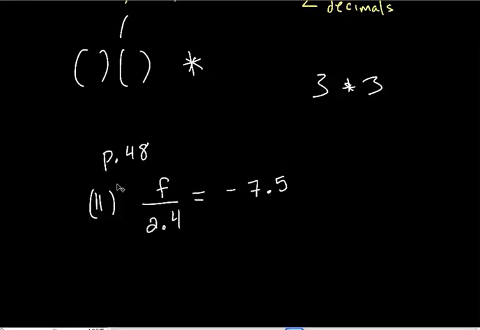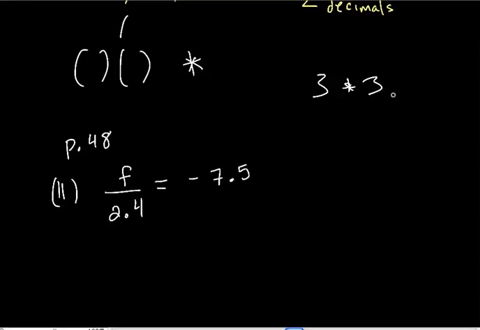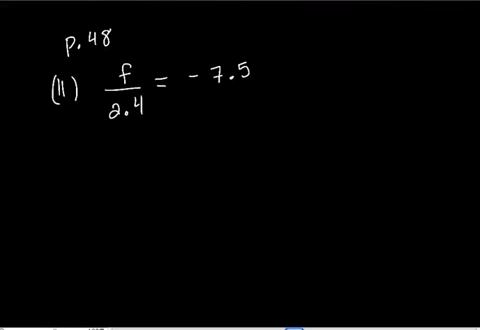Okay, so the first problem here is number 11. If I have f and I divide it by 2.4, I'm going to get negative 7.5. And how do I know that's divided by? Well, that's a fraction. That's the definition of a fraction. Top number divided by the bottom number. So I'm going to rewrite this. I'm going to say f divided by 2.4 is equal to negative 7.5.